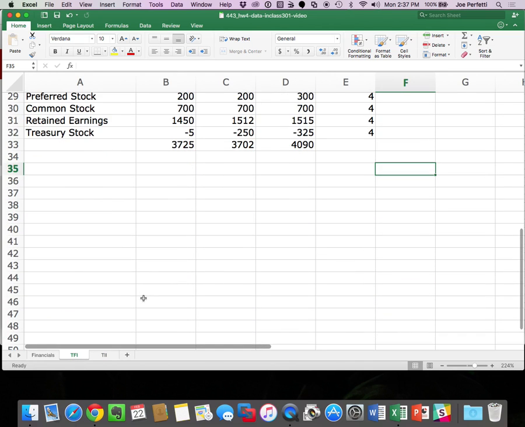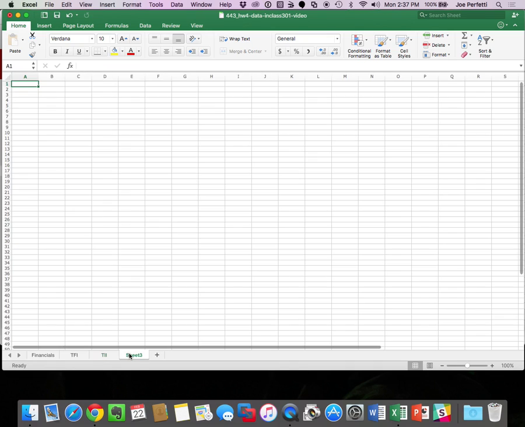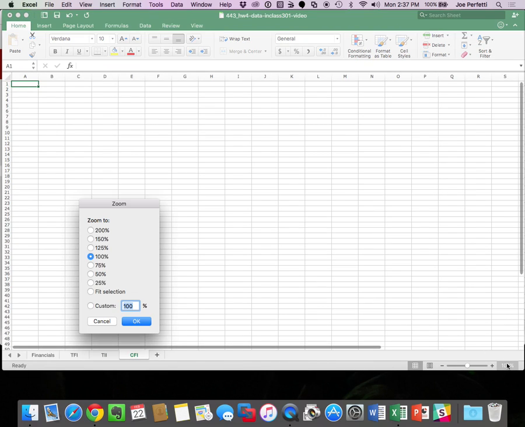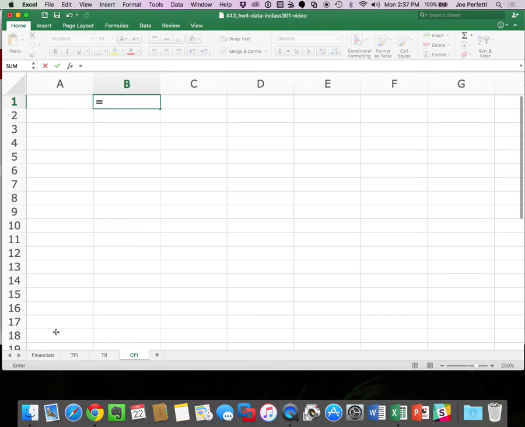Got our TFI, got our TII. Now we go to statement number 3, the one that many of you had challenges with, which was the CFI. Create this as a new tab. Make it bigger so you can all see. Relative references.